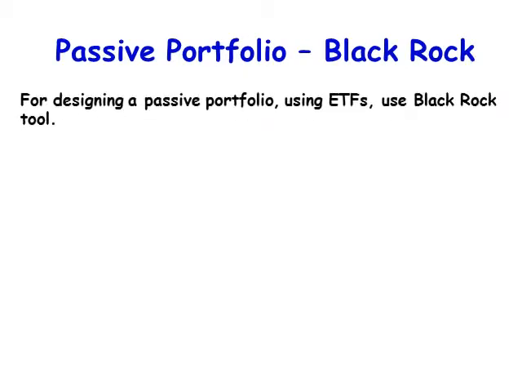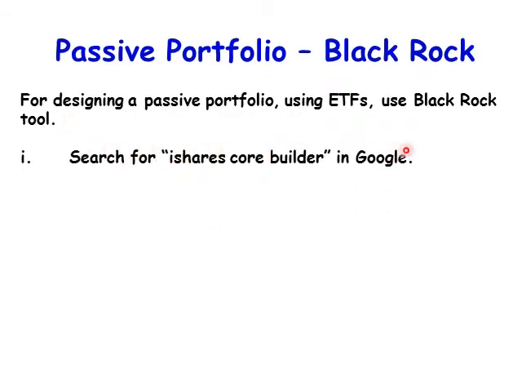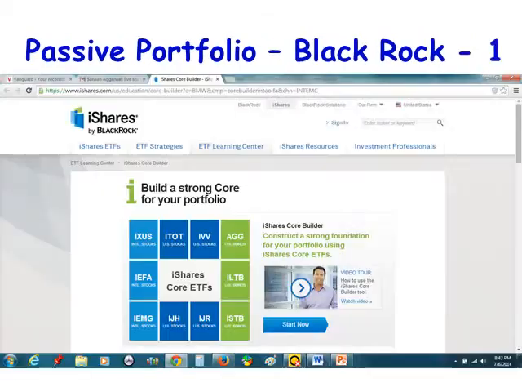Let's continue. We'll use a tool at BlackRock for designing a passive portfolio using ETFs. If you like ETFs, use the BlackRock tool. Search for iShares Core Builder in Google. This is the tool we are looking for, iShares Core Builder. You click the returned link, and you get a tool like this with a long URL. Then you click the start button here.